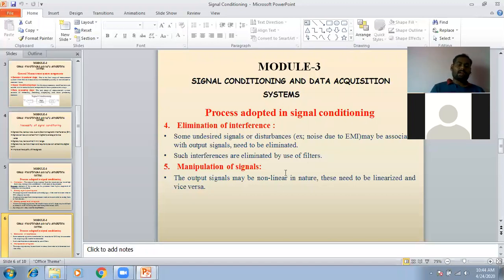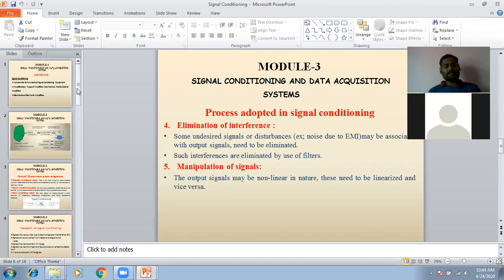Again, the last process is the manipulation of the signal. Manipulation in the sense, if I am getting a non-linear signal, it should be converted to linear. I need to linearize that signal or vice versa. So this is part one of signal conditioning. This is just the introduction of the signal conditioning system.